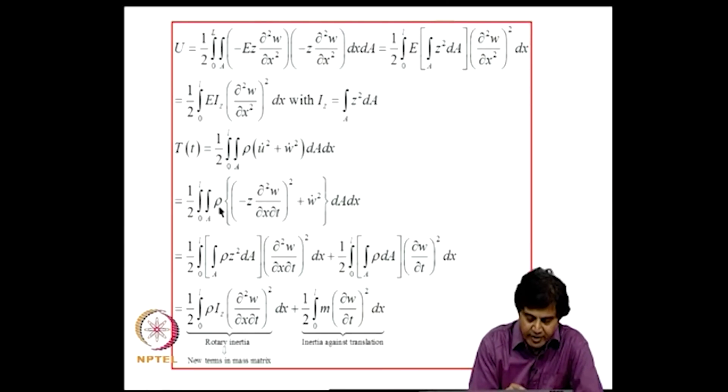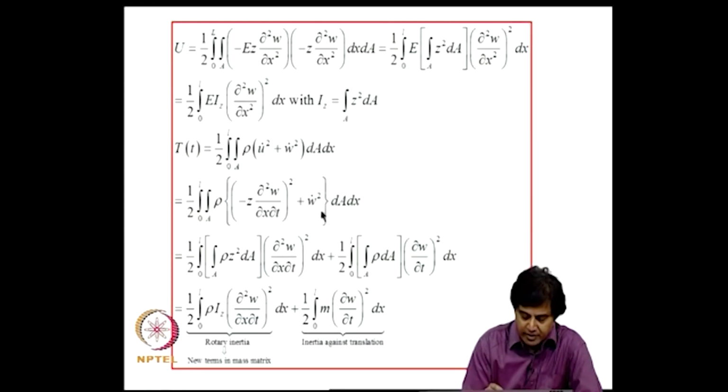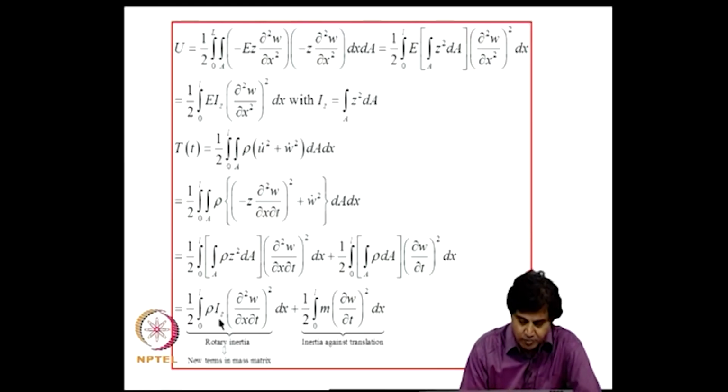If you now rearrange the terms, the first term will be half integral 0 to L, and this rho z square dA I put inside this bracket and retain the other term outside, plus half again rho dA I keep inside the bracket, and this is this. Now, this is the familiar mass per unit length, which is m. And this is Iz, rho into Iz. So, this is the contribution to the kinetic energy, and we call this rotary inertia.